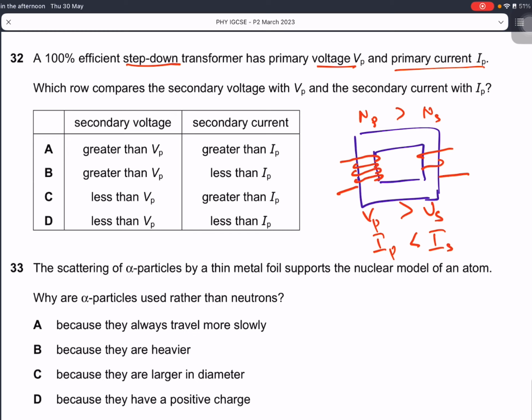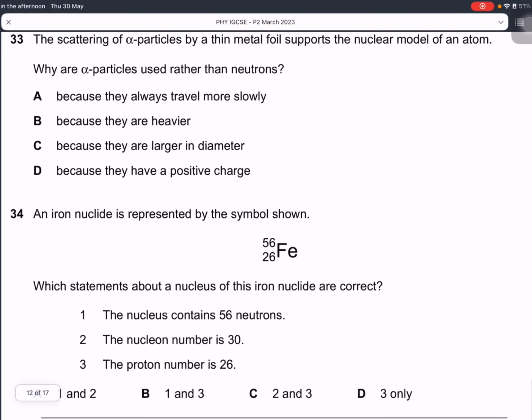So let's compare. Secondary voltage is lower, less. So eliminate A and B. Current is going to be greater. Definitely, it's going to be C, everyone. Okay? The correct answer is C.